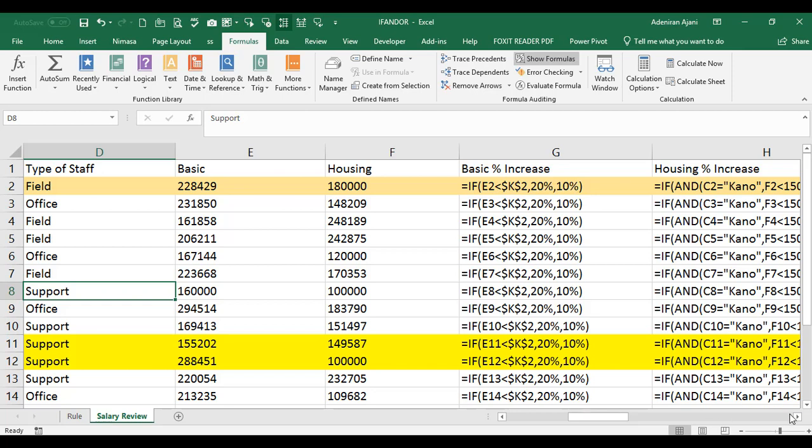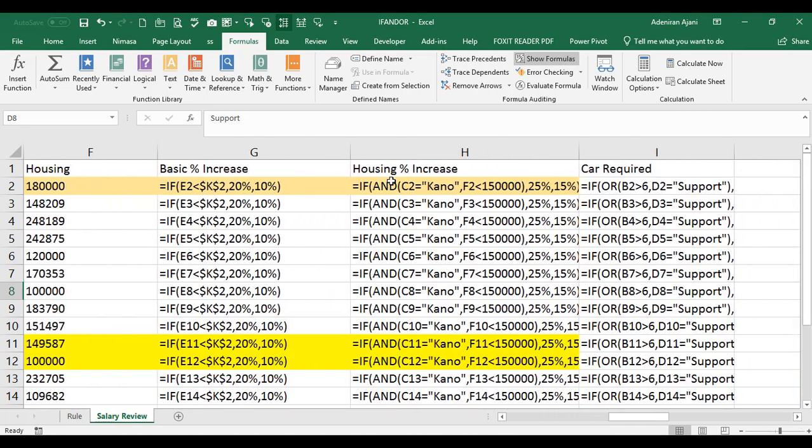So let's look at the other one. Look at the and. That means this condition must be true and this must be true, because it gets a 25%. For the or, any of these must be true, and it gets a car.